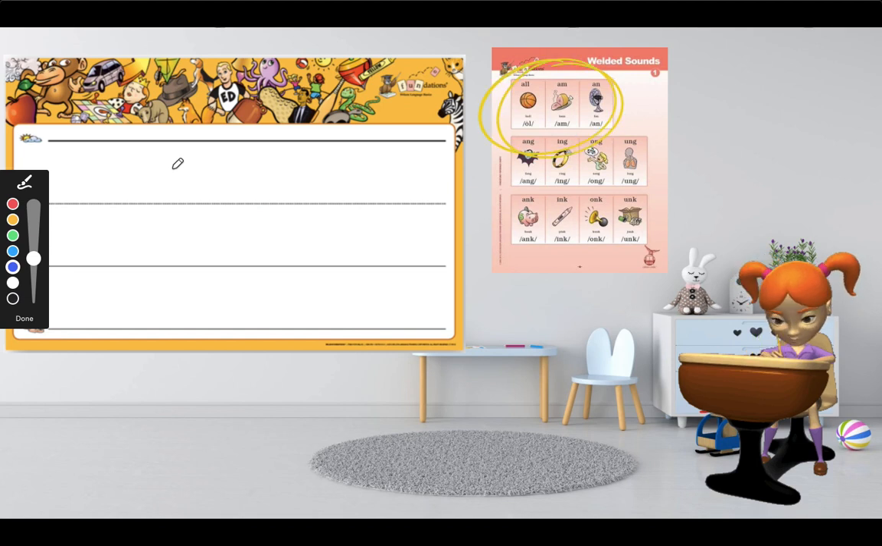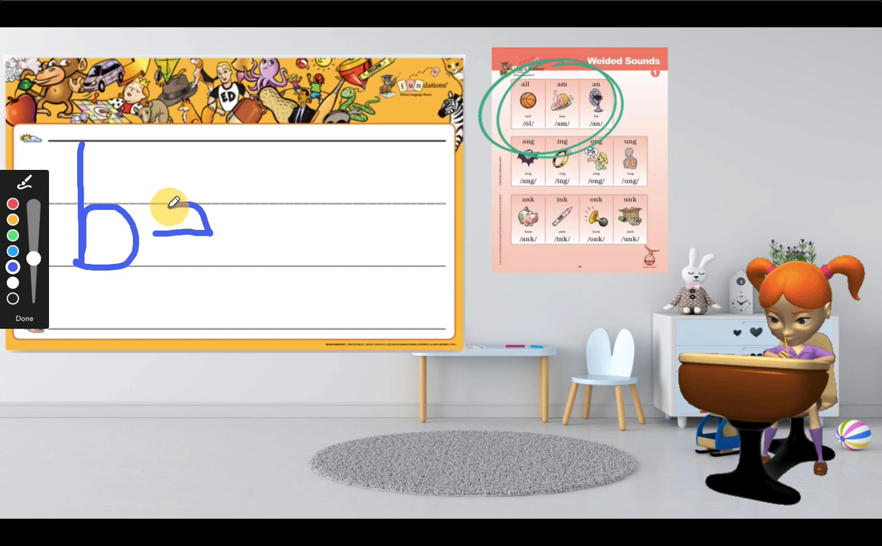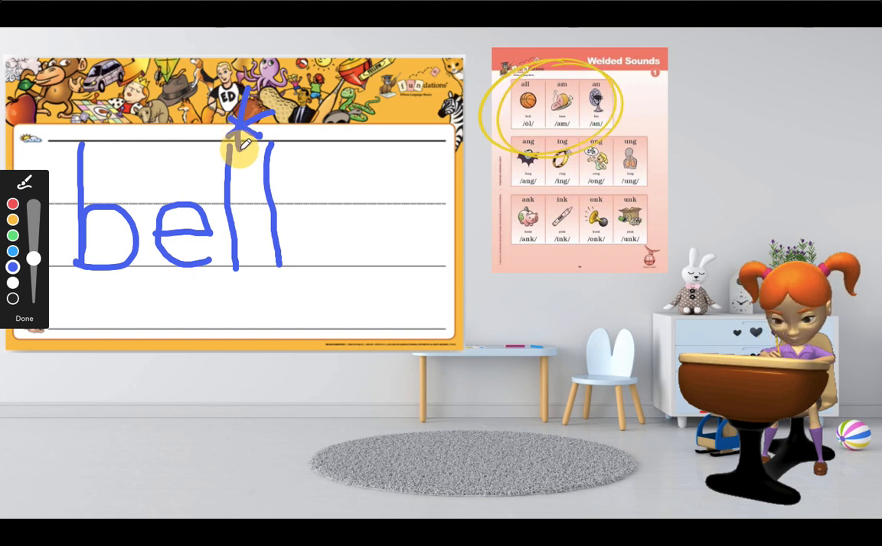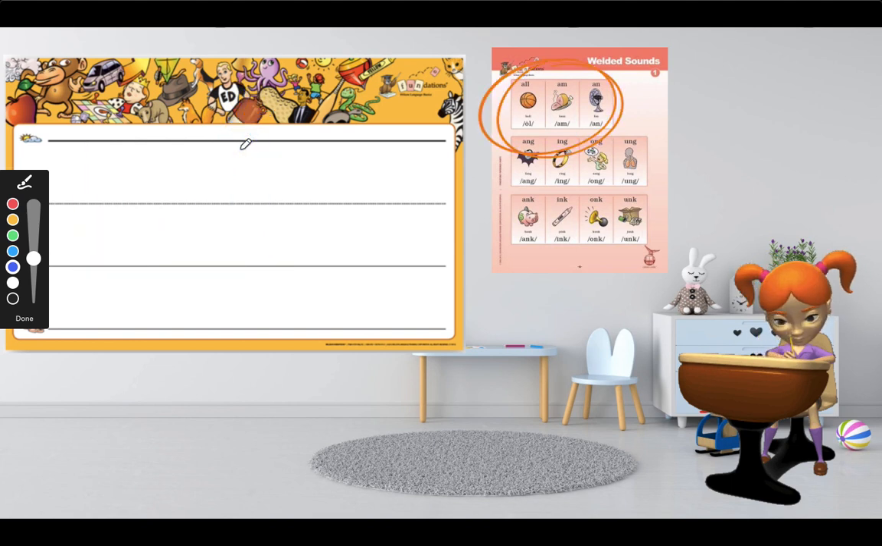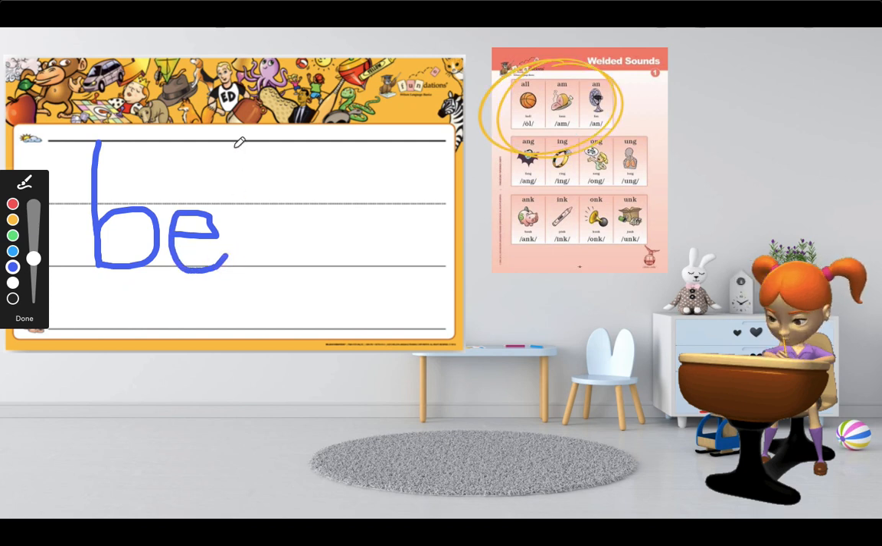Here's how I spelled the word bell. B-E-L. I know L is one of my bonus letters, so I make sure I have 2 L's, and of course I star my bonus letters. Bell. B-E-L-L. Bell.